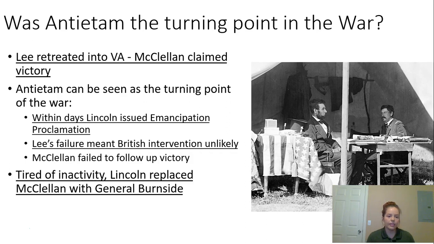The second thing is that Lee's failure during the battle means that Britain is very unlikely to intervene. Lee really wanted some foreign aid, but in order to gain that, he really needed a decisive victory where he was able to attack or defend and have total victory, but this doesn't happen, so Britain is out. And McClellan is also going to fail to follow up this victory. And so because McClellan, he's a coward, he refuses to attack, Lincoln gets tired of it and he replaces McClellan with General Burnside.